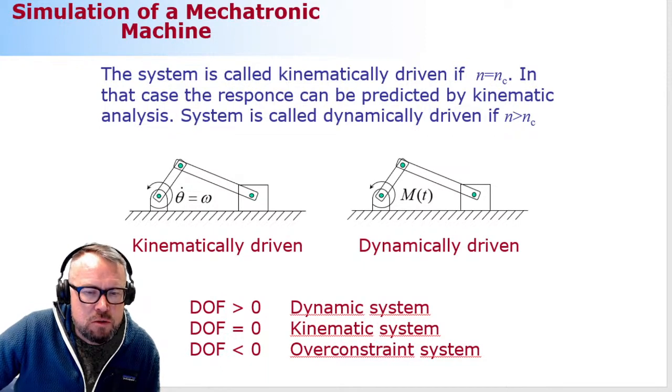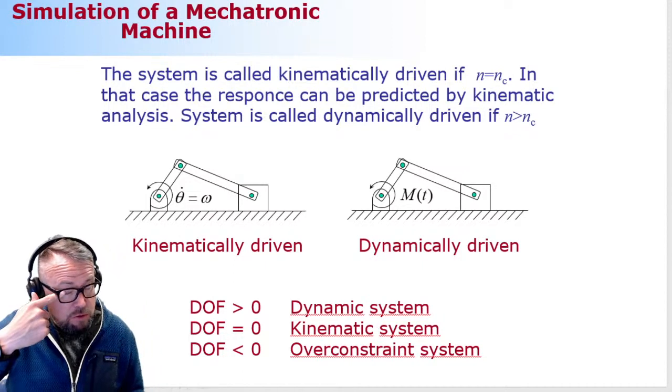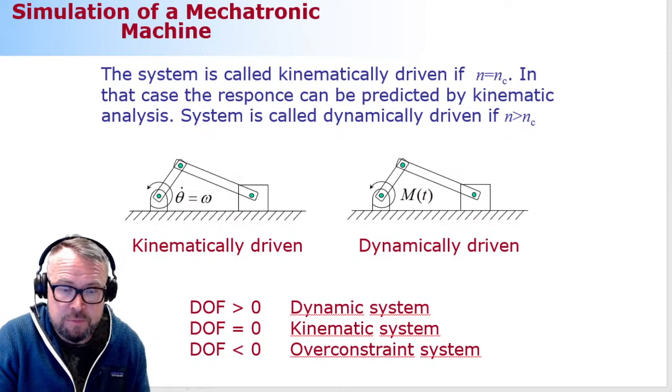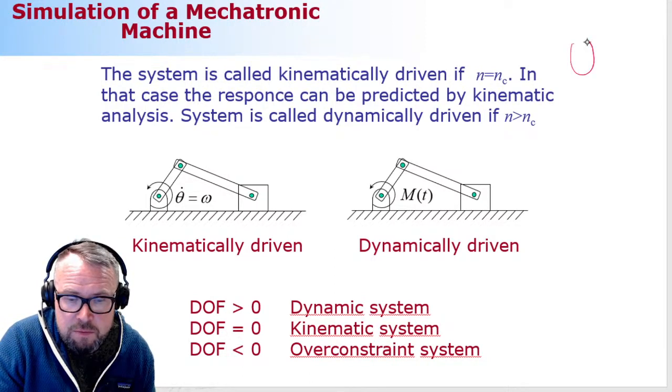Okay, so why do we need 2 constraint equations to describe a revolute joint? Let's take a look at the revolute joint in the case of that pendulum.